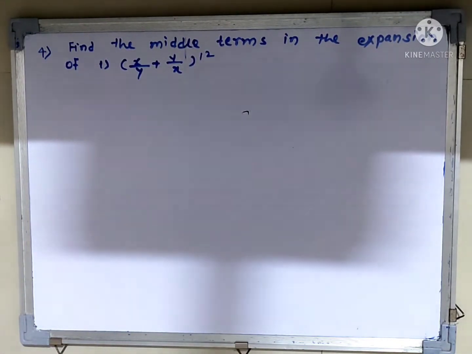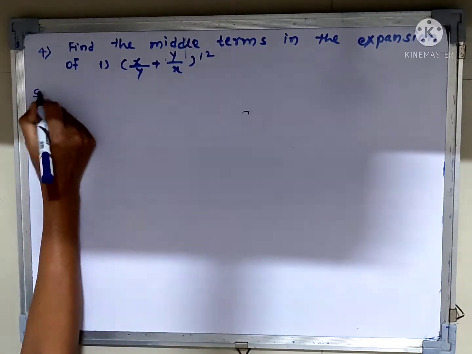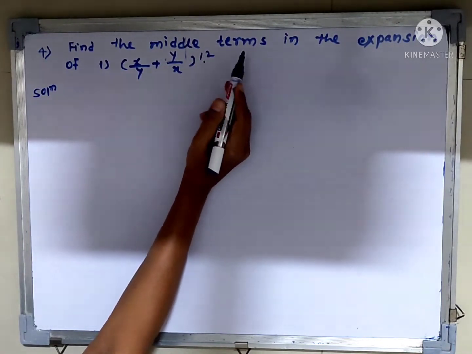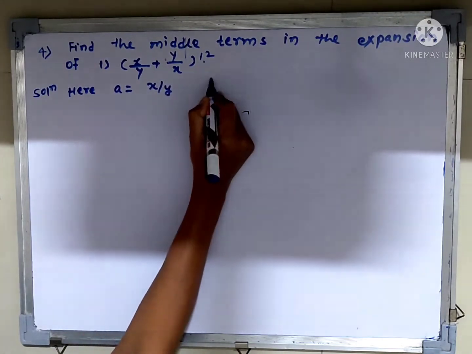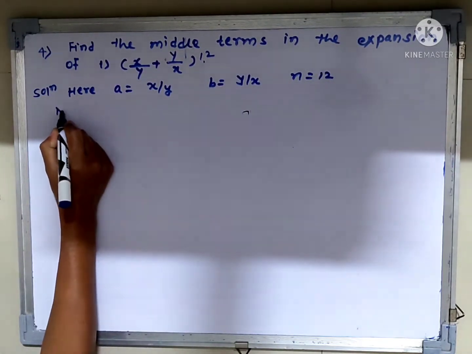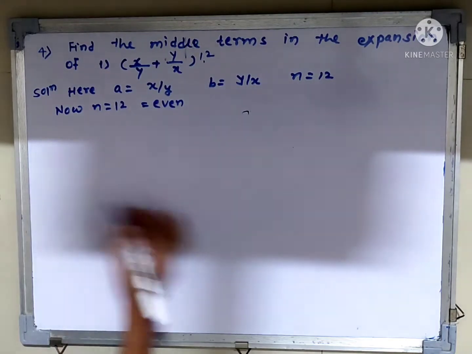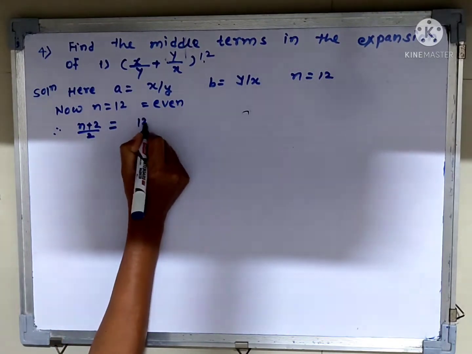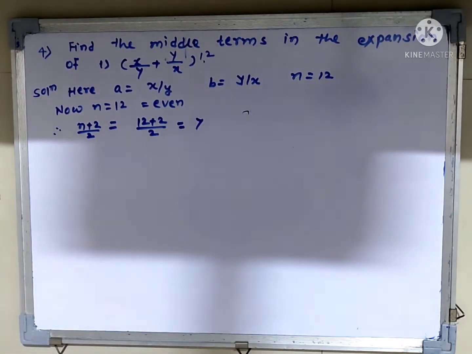Okay, (x/y + y/x) raised to 12. We have to find the middle terms depending upon the value of n. Here a formula will be there. Here a = x/y, b = y/x, n = 12. Now n = 12, which is an even number. Therefore (n + 2)/2 = (12 + 2)/2 = 7. Means the 7th term is the middle term.